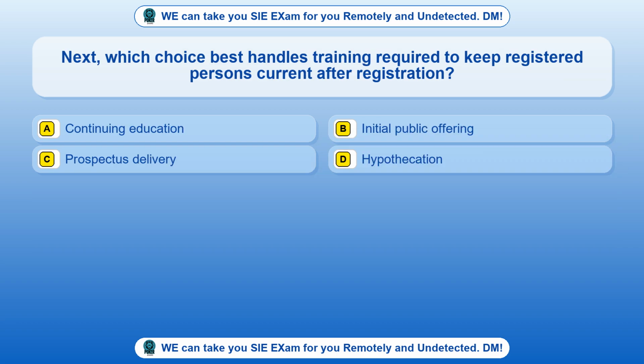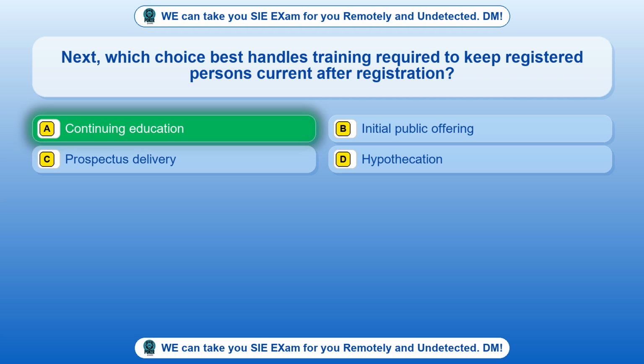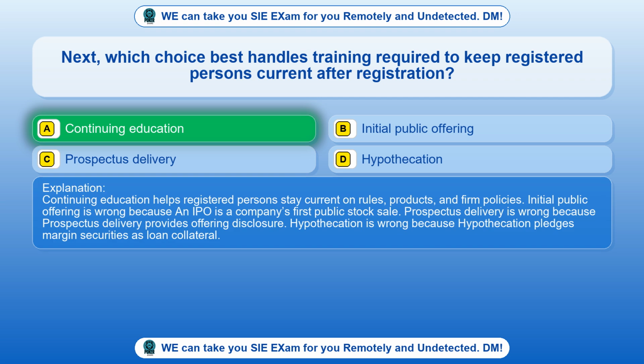Question 37. Next, which choice best handles training required to keep registered persons current after registration? Option A, continuing education. Option B, initial public offering. Option C, prospectus delivery. Option D, hypothecation. The correct answer is option A, continuing education. Continuing education helps registered persons stay current on rules, products, and firm policies.